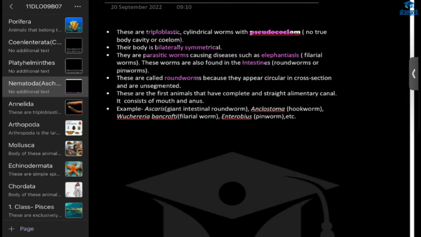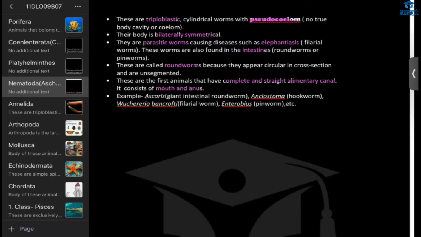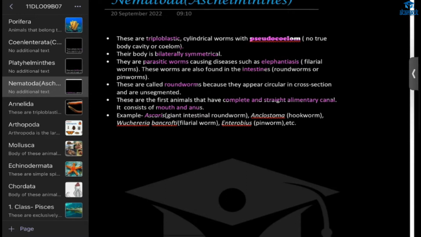They have a complete alimentary canal. That means they have both mouth and anus. An example, Ascaris. Okay. Wuchereria bancrofti. This is the worm which causes this elephantiasis.